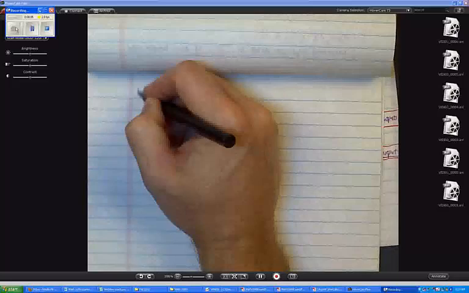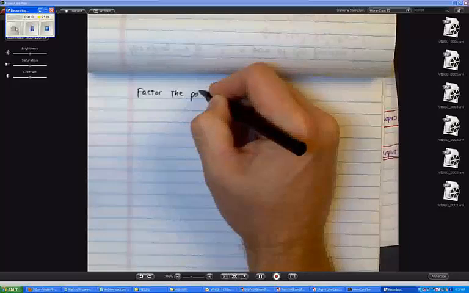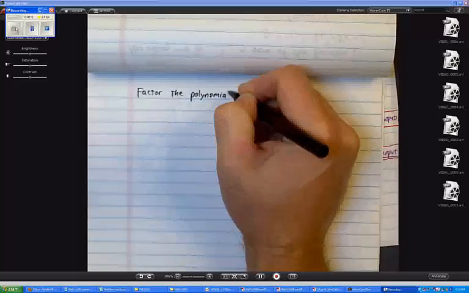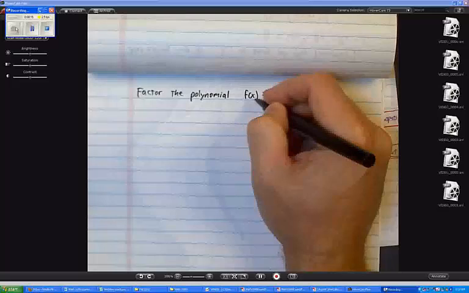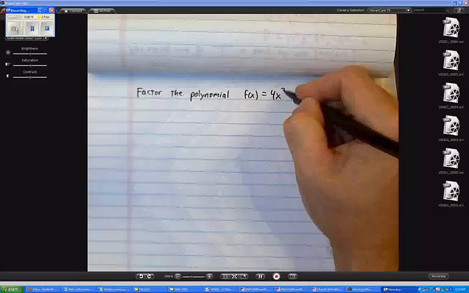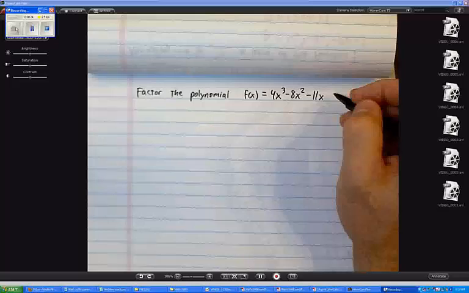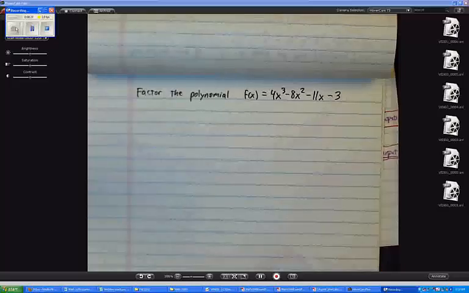And I had started class with this problem. Factor the polynomial f of x equals, well, 4x cubed minus 8x squared minus 11x minus 3. Good luck. You would have said, I don't know what to do, okay?